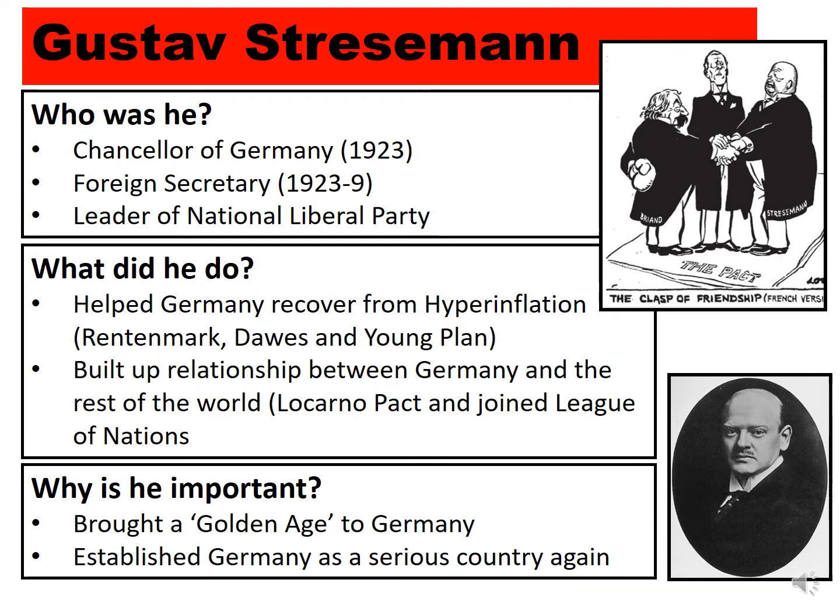So why is he important? He brought a golden age to Germany. They call it a golden age because in the late part of the 1920s, so 23 to 29, everything is getting better in Germany. Their economy is starting to make money again. They're starting to be friends with countries that they'd ostracised and fallen out with after World War I. And that means that Germany can now start to focus on improving itself.